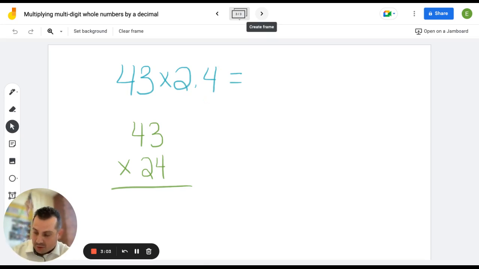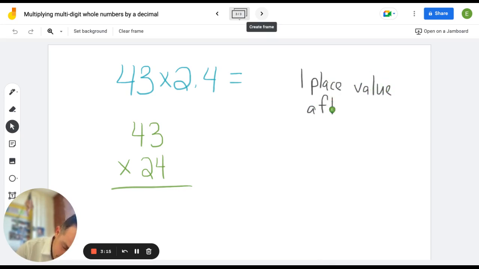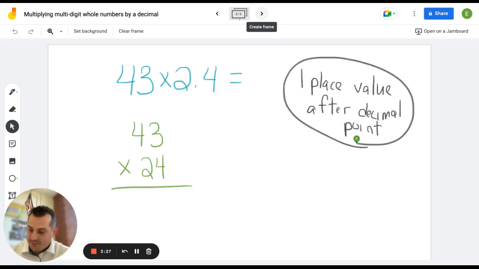I'm going to note one place value after the decimal point. I just want to be able to remember that when I come back at the end. Now I'm going to go back and do 43 times 24, which I know is really 24 tenths.